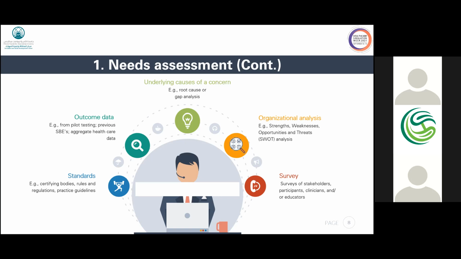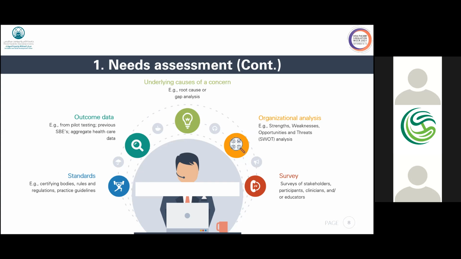Some are previous data in healthcare. If you find critical errors, for example errors in care, you can design a simulation scenario that targets this gap. Also, the standards in the healthcare field. Of course, before all that, before the design, you have to analyze the organization itself. So what we usually focus on is the strengths, weaknesses, opportunities, and threats, or the SWOT analysis.